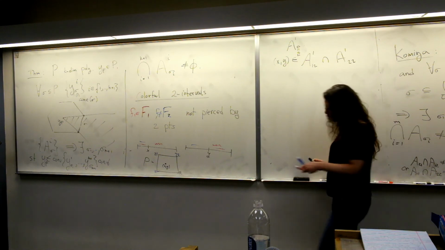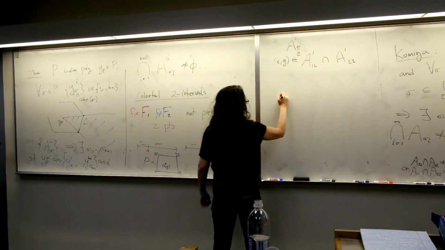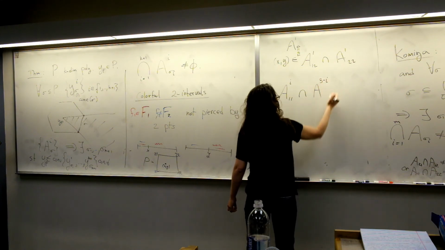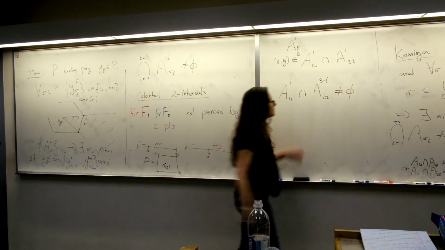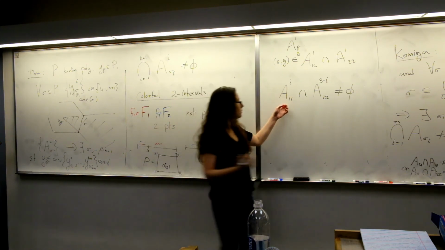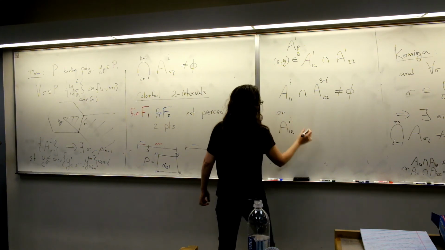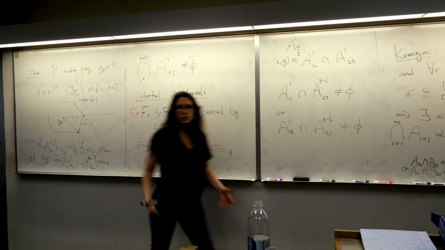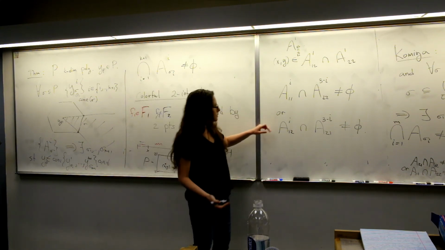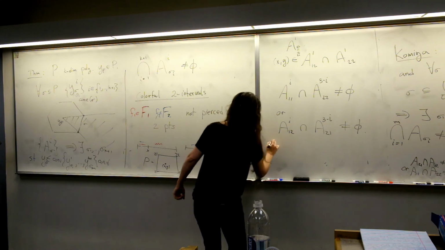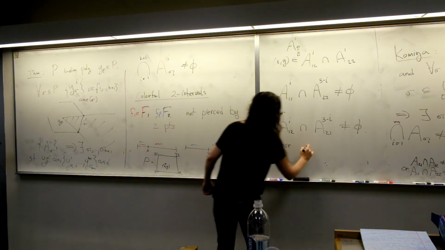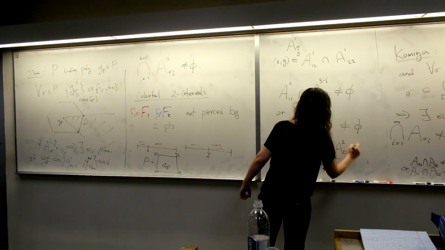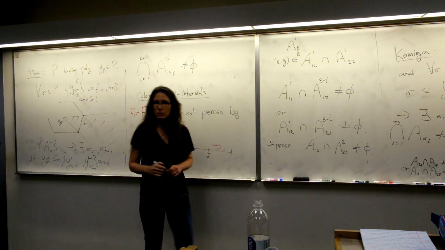Now, our theorem implies that we have either A1, 1, 1 intersection with A2, 2, 2 is non-empty, right? This is the colorful version of what we saw before. Or A1, 2, 1 intersection A2, 1, 2 is non-empty. This is just what the theorem gives us. Okay, suppose this is the case, okay? So suppose that we have that A1, 2, 1 intersection with A2, 1, 2 is non-empty. Okay, this is one of the possible outcomes.